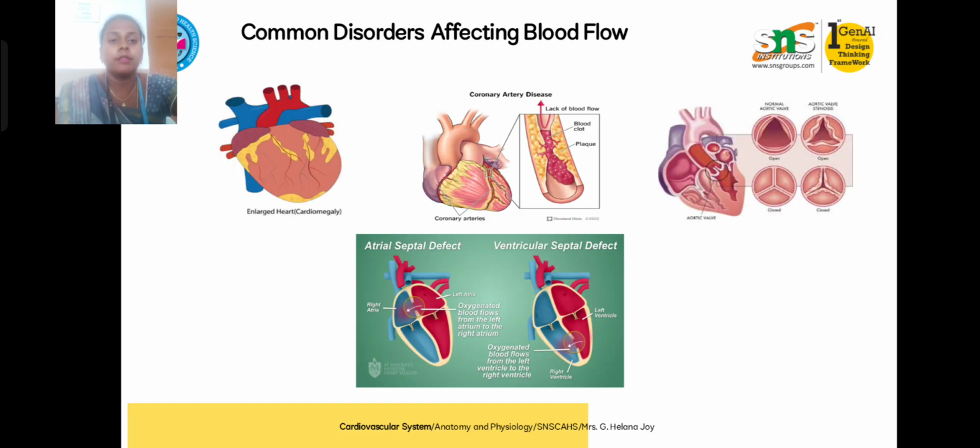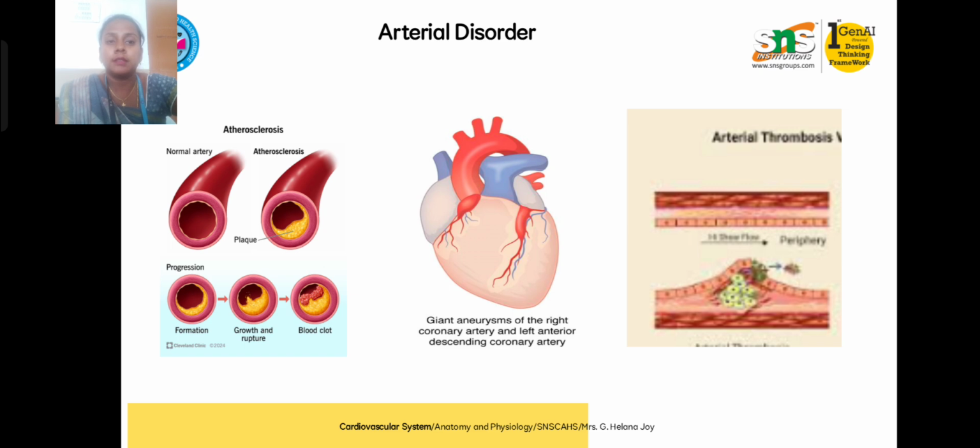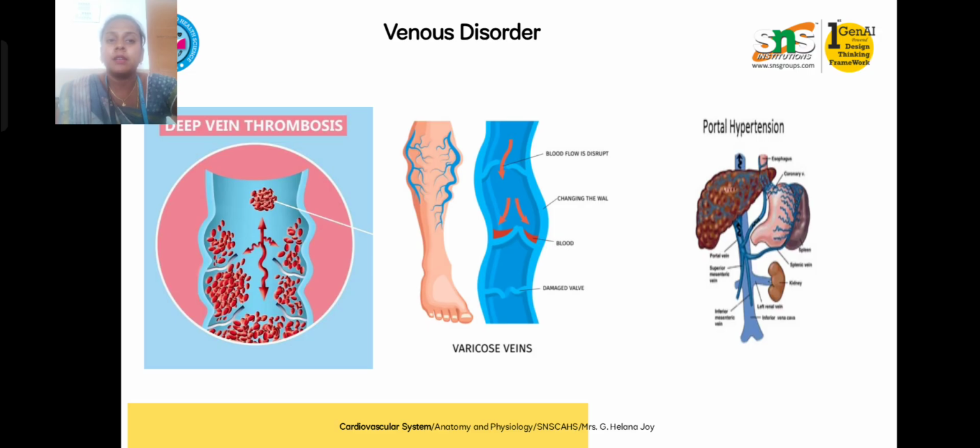So the disorders affecting the blood flow will look like this: ASD, VSD, coronary artery disease, and cardiomegaly. So these are the arterial disorders. The plaque is shown in the yellow color, this is the aneurysm, and this is thrombosis. And venous disorders are like this: deep vein thrombosis, varicose vein, and portal hypertension.